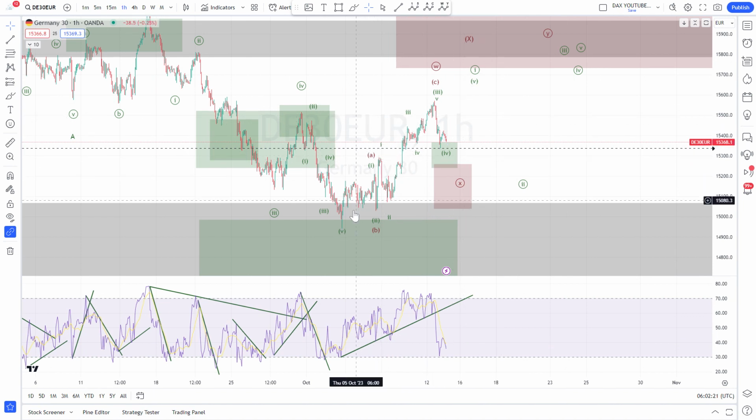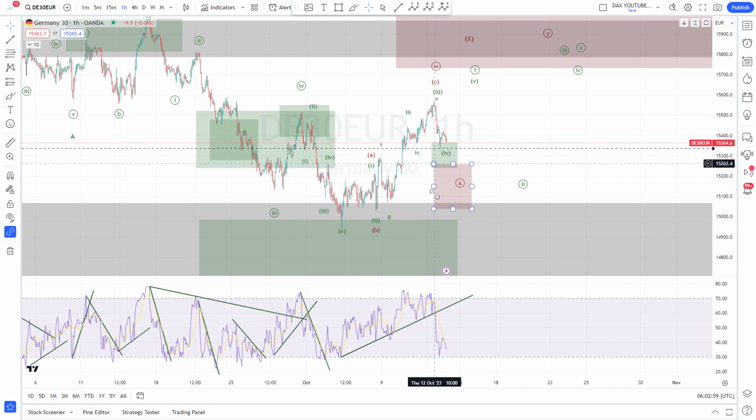So in green, I would still count this as 3 waves. 1, 2, 3. Of course, for me, I can also count 5 waves into this wave 3, but it is from a different degree in my opinion. So I really still think that this is 3 waves and not 5 waves so far. What we are seeing now has the potential to become 5 waves.